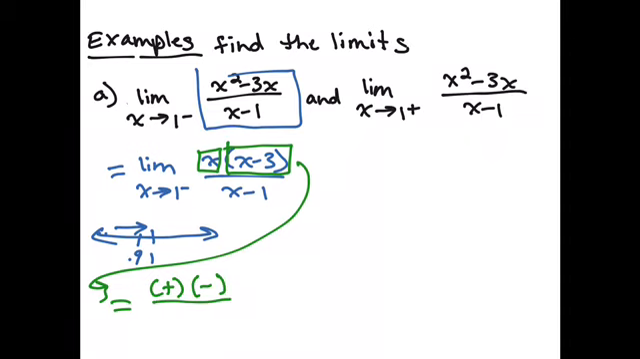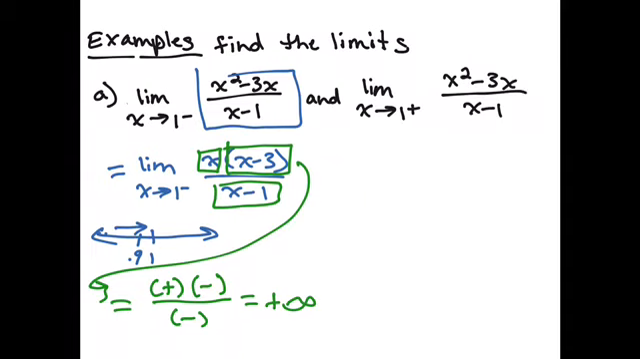And if I plug in 0.9 into the denominator, do I get a positive or negative number? I get a negative. So positive times a negative in the numerator is negative, divided by a negative. That whole number, whatever it is, is going to be positive, right? So this one's going to positive infinity.